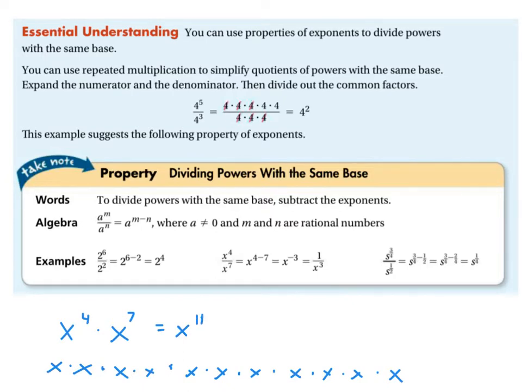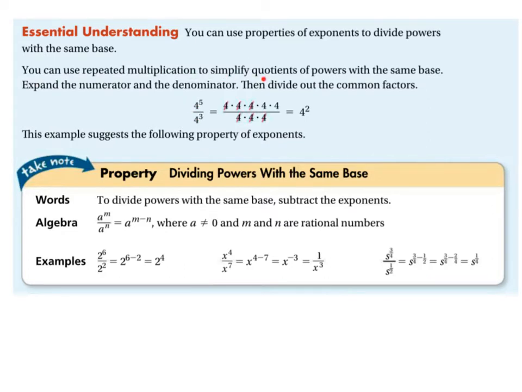We're going to do the same idea in reverse with division. Instead of adding them together, you're going to subtract them. Got it? This is just a natural extension of what we've been doing. So let's take a look at the rule up here. It says, you can use properties of exponents to divide powers with the same base. Remember, we have to have the same base, okay?